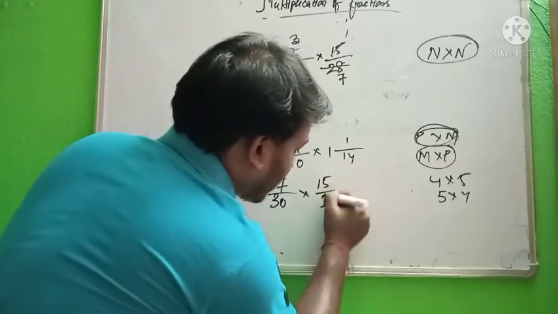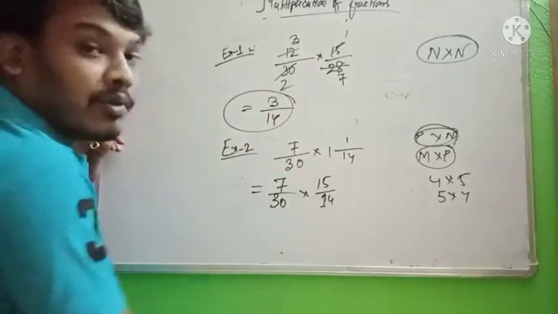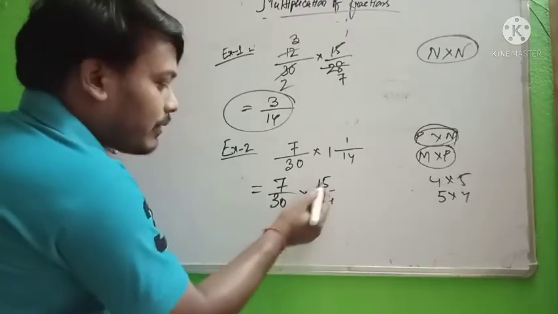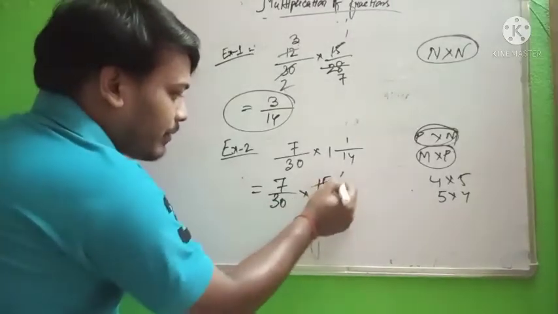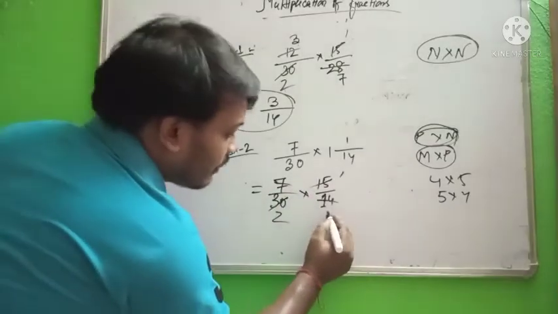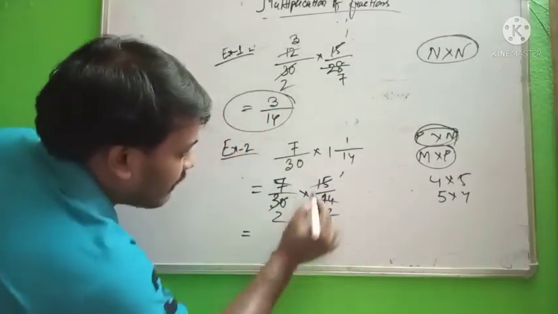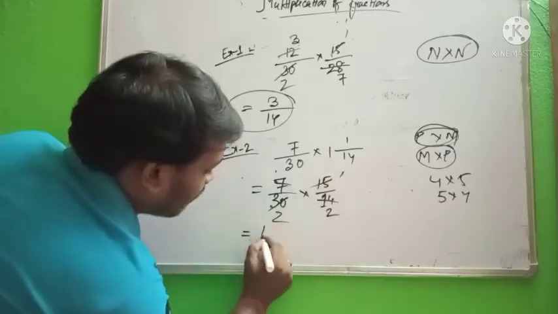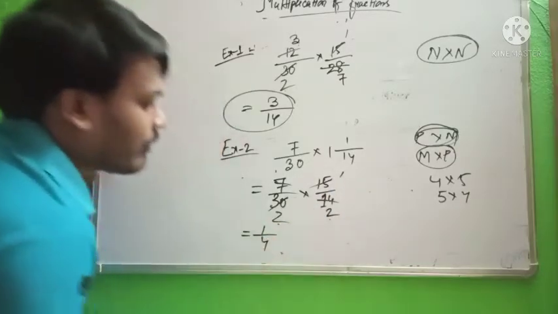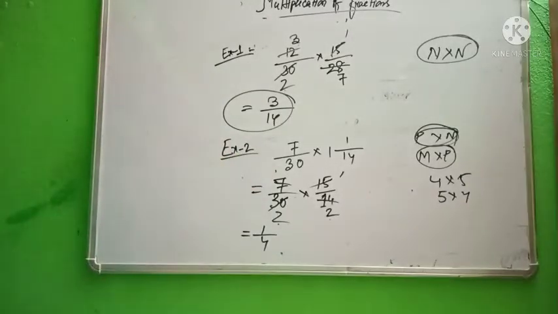15 and 14 cannot be cut, they have no common factor, but 15 and 30 we can cut. 15 1s are 15, 15 2s are 30. Now 7 1s are 7, 7 2s are 14. So in numerator 1 into 1 is 1, and in denominator 2 into 2 is 4. So 1 by 4 is the answer of example 2.